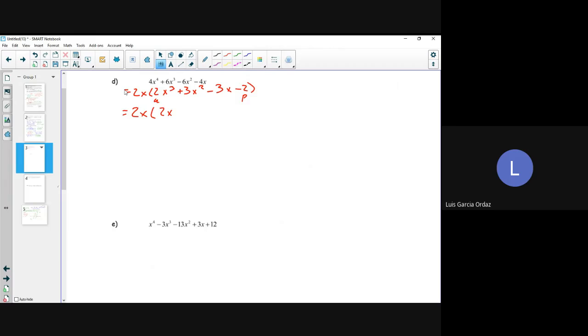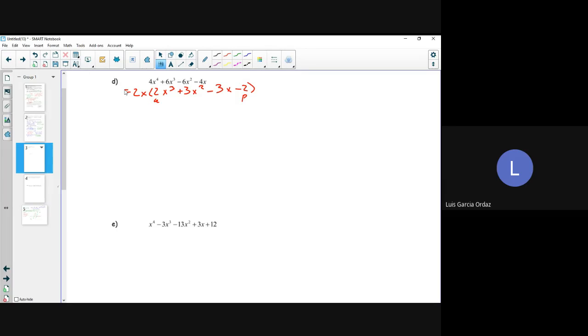Because remember, the brackets have to give you back the same thing. Right? So if we were to group 2x cubed minus 2 and 3x squared minus 3x, if we were to factor those, would the brackets on the inside be the same? No. So then it would not be possible. But if they did give you back the same bracket, you would be able to factor by grouping.